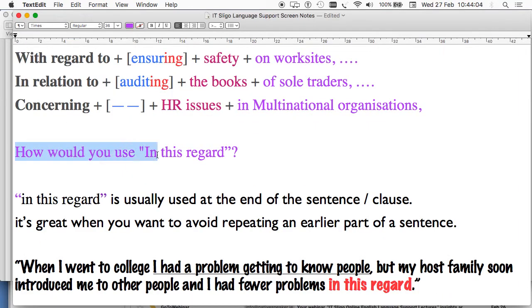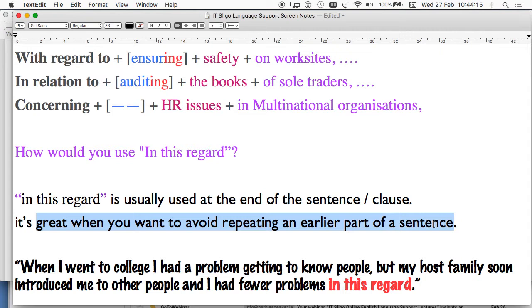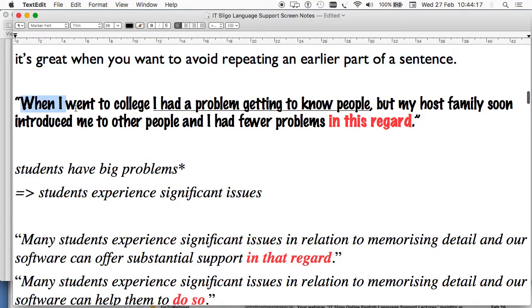One of you came up with this question, how would you use in this regard? In this regard is usually used at the end of the sentence or clause, and it's great when you want to avoid repeating an earlier part of a sentence. So when I went to college, I had a problem getting to know people, but my host family soon introduced me to other people, and I had fewer problems in this regard. So here we get to avoid repeating I had a problem getting to know people, etc., etc., and we use that at the end.